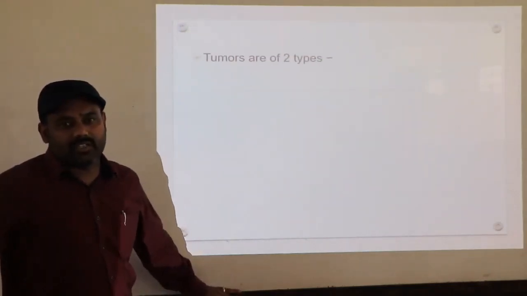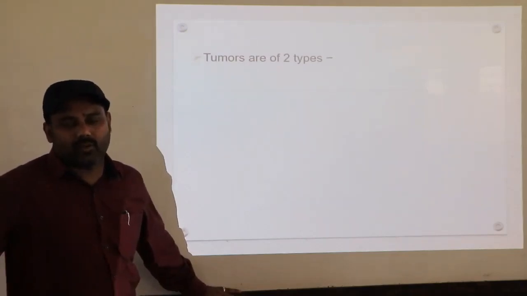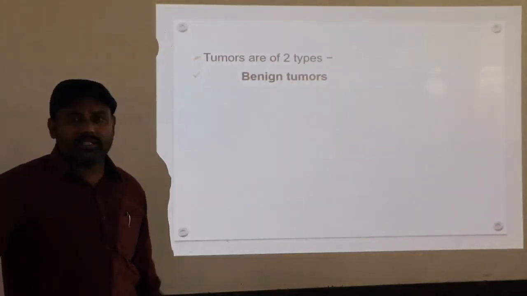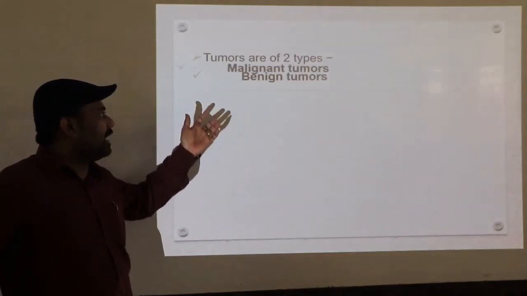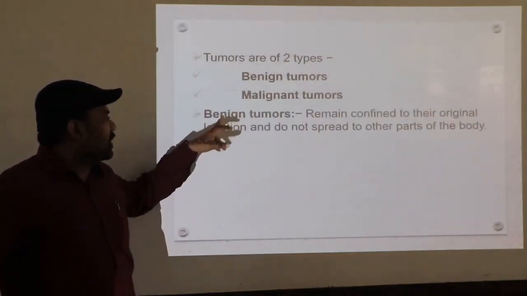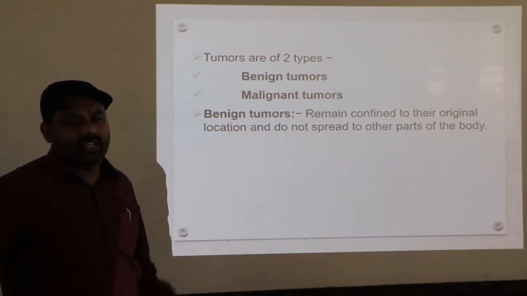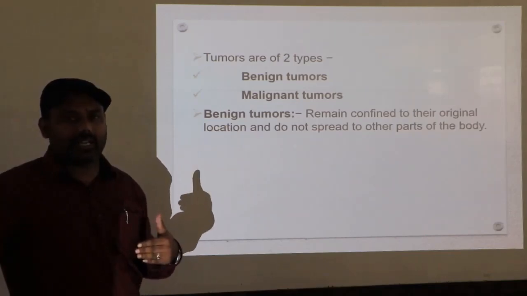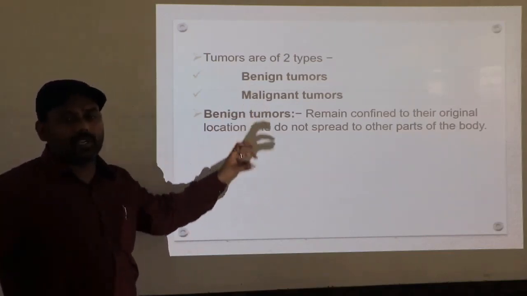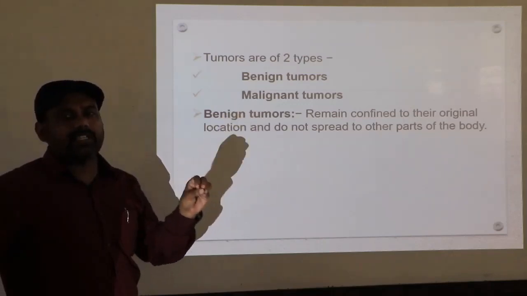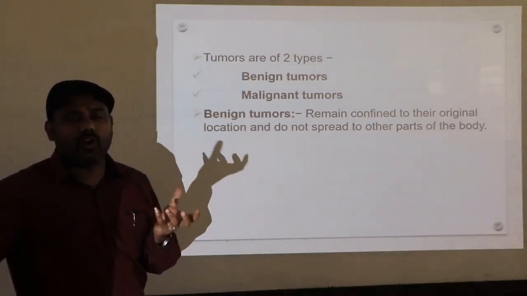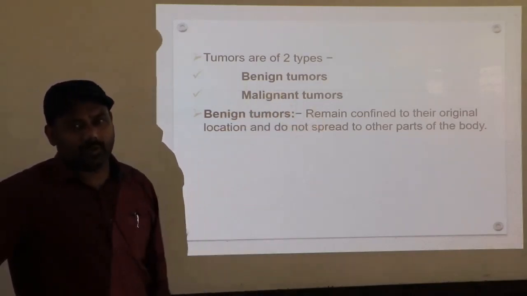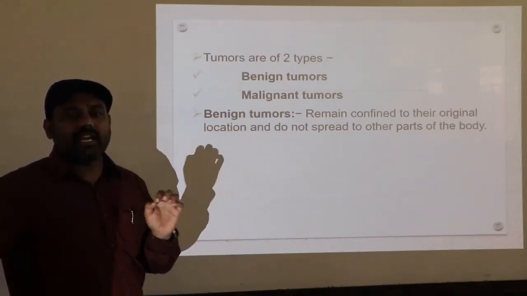Next, types of tumors. In our body there are two types of tumors. One is benign tumor, and the second one is malignant tumor. The very important, simple difference between benign tumor and malignant tumor is that in case of benign tumor, the tumor is always present at the particular place where it originates. Clear? And it will not spread from one place of the body to another place. So this benign tumor is a curable cancer.